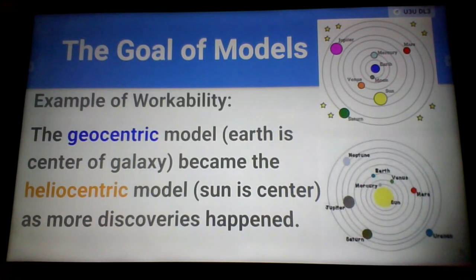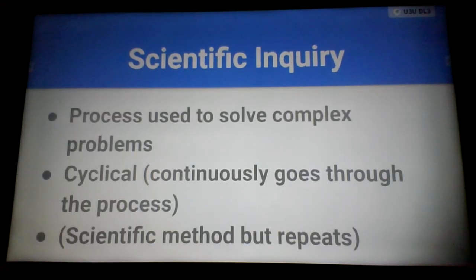Ready? Scientific inquiry. Here, I'll use a different word that you might be a little bit more familiar with. Scientific method. A process used to solve problems. It's called by both. But the chapter in the book says inquiry, so that's what we're going to use. What is scientific inquiry? That is a process used to solve complex problems.